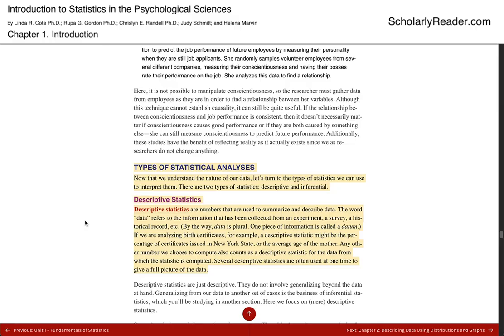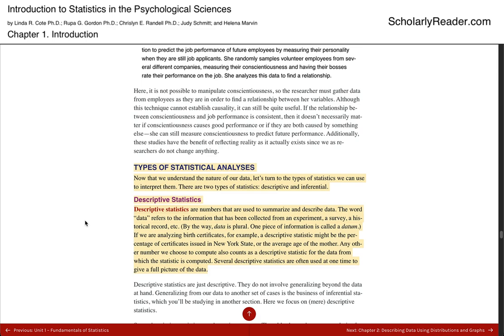Descriptive statistics. Descriptive statistics are numbers that are used to summarize and describe data. The word data refers to the information that has been collected from an experiment, a survey, a historical record, etc. By the way, data is plural. One piece of information is called the datum.